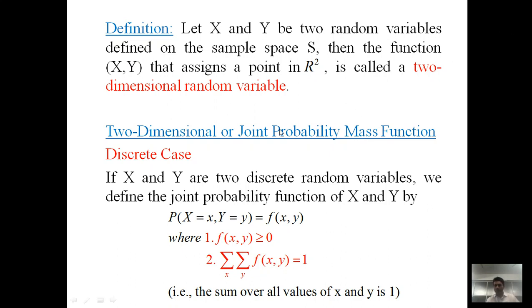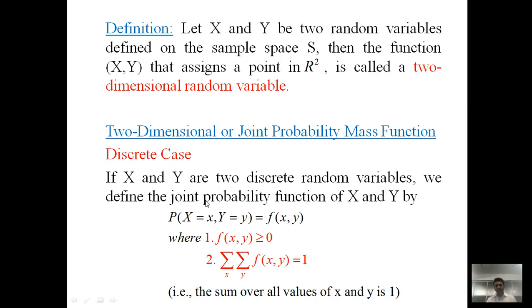As we studied in one dimension, there are two cases that arise. The first one is the discrete case and the second one is the continuous case. So let's first start with the discrete case. If X and Y are two discrete random variables, then the total number of elements in random variable X and random variable Y must be finite or countably infinite.